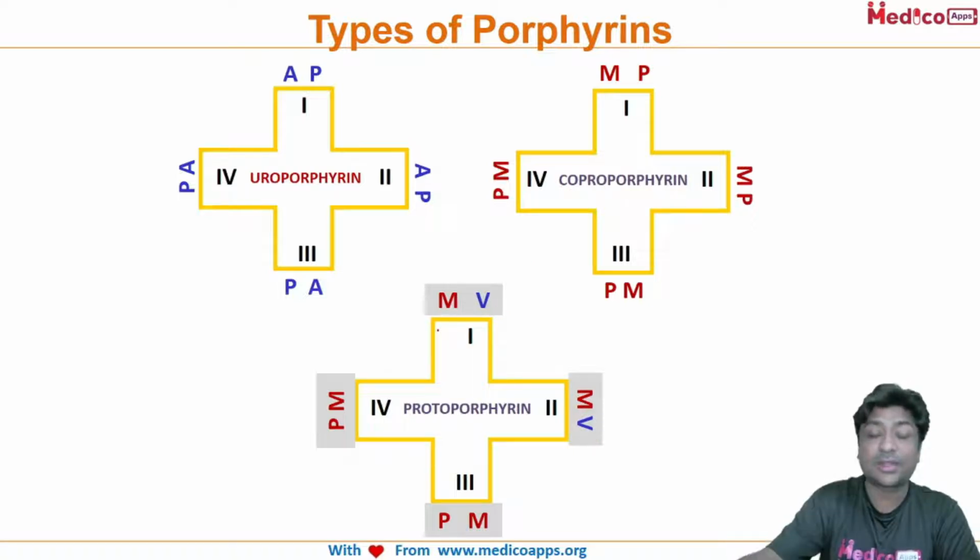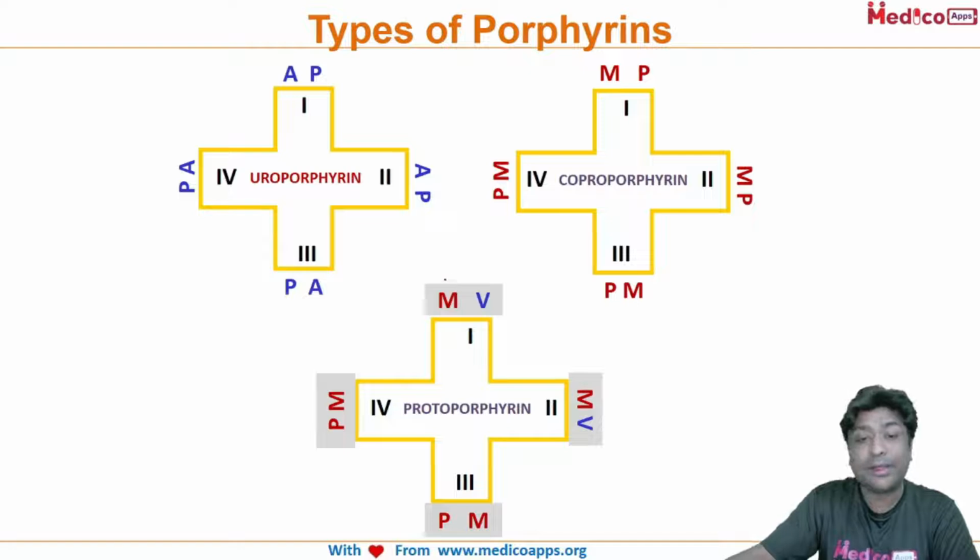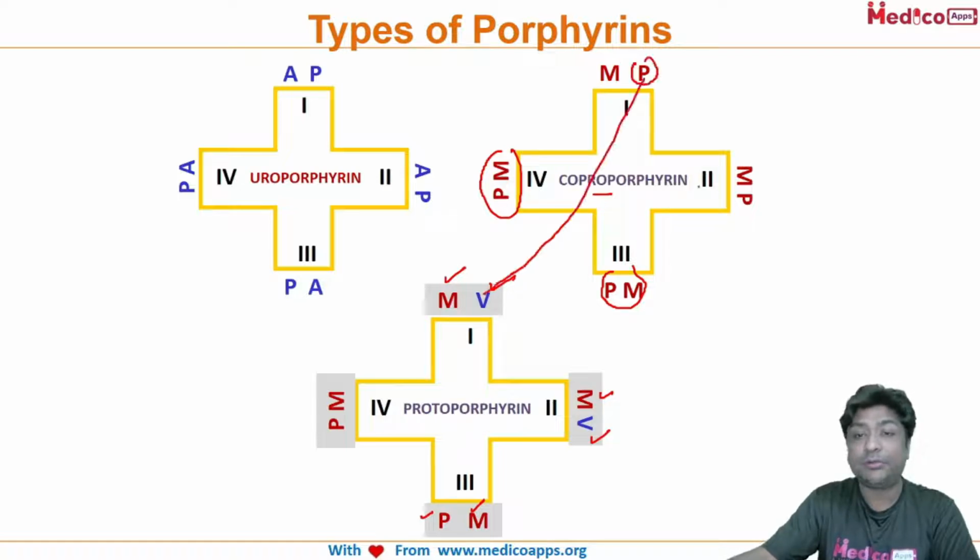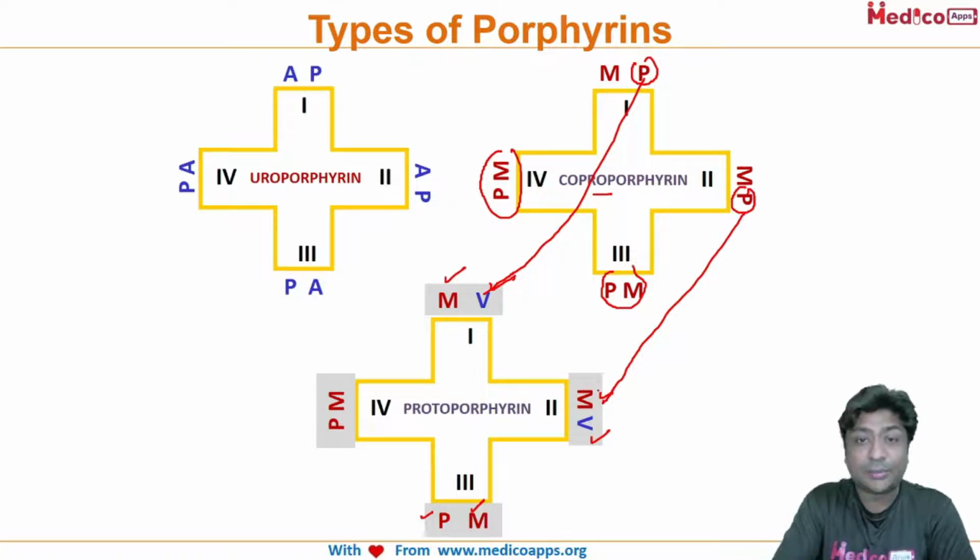So what is the ring structure? What is the side chain of protoporphyrin? M, V, M, V, and the last one will be M, P, and P, M. These two are the same in both coproporphyrin and protoporphyrin. Only here this propionate is converted into vinyl and this propionate is converted into vinyl. So these are the three types of porphyrin.